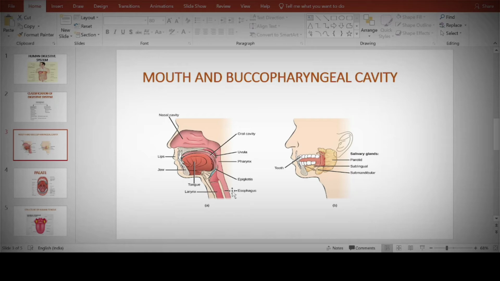Okay, so here you can see in this portion we have the nasal cavity. This is your main oral cavity. This is a portion of the jaw. This is where your tongue lies, and it is basically attached to the floor of the oral cavity, and it is termed as frenulum. Here we have the epiglottis, here we have the esophagus, here we have the larynx.